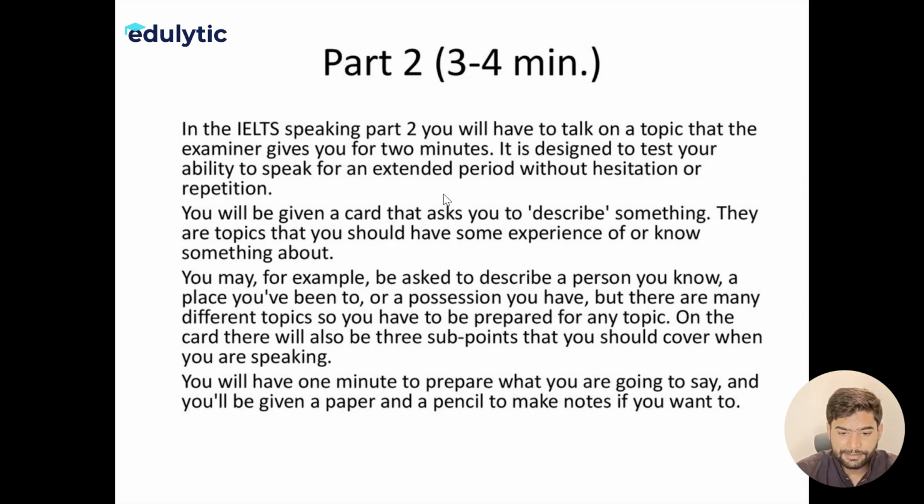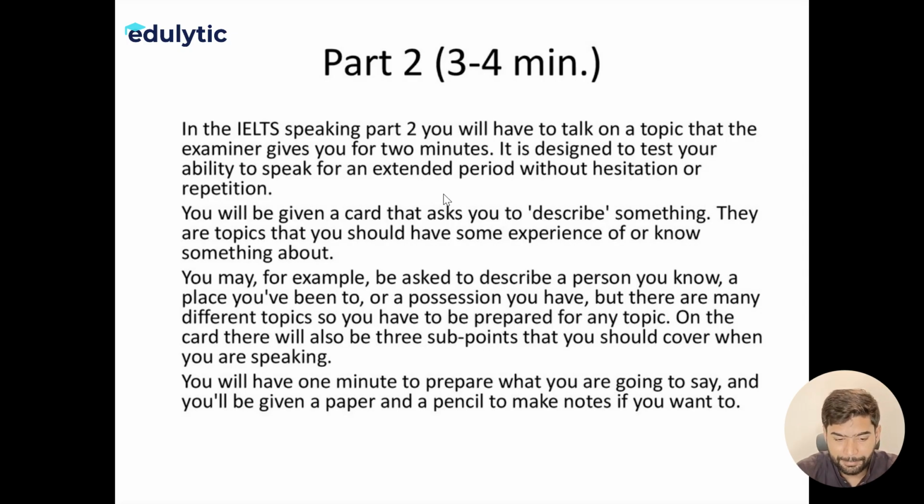It is designed to test your ability to speak for an extended period without hesitation or repetition. You will be given a card that asks you to describe something. They are topics that you should have some experience of or know something about. You may, for example, be asked to describe a person you know, a place you have been to, or a possession you have, but there are many different topics, so you have to be prepared for any topic that could come in your exam.